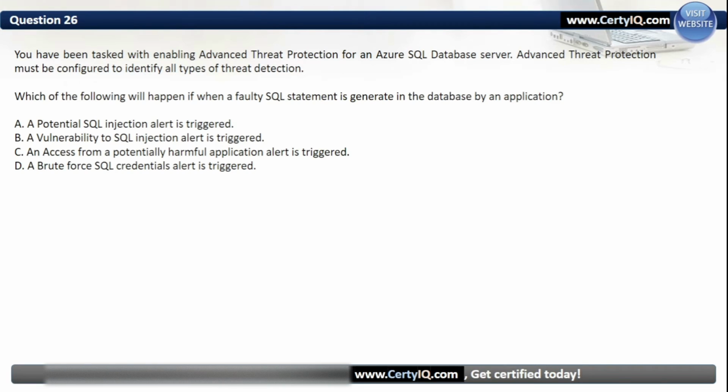Question 26. You have been tasked with enabling advanced threat protection for an Azure SQL database server. Advanced threat protection must be configured to identify all types of threat detection. Which of the following will happen when a faulty SQL statement is generated in the database by an application? Our options are A. A potential SQL injection alert is triggered, B. A vulnerability to SQL injection alert is triggered, C. An access from a potentially harmful application alert is triggered, or D. A brute force SQL credentials alert is triggered. The correct option among all these is B.